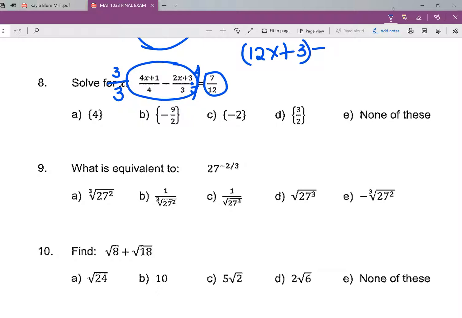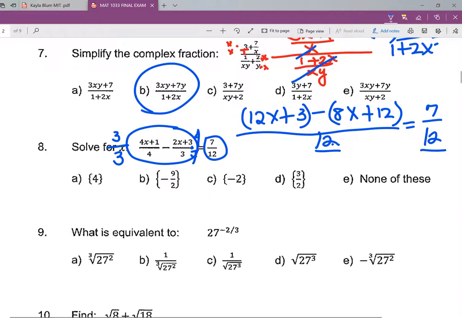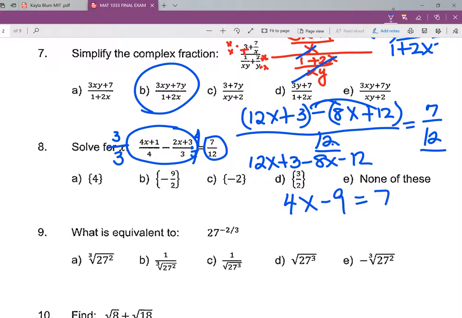All of this minus 8x, and this is in parentheses, so 8x plus 12. And all of this is over 12. And this is supposed to equal 7 over 12. So we're okay as far as the denominator part. What we need to solve for is the top. And so to do so, we distribute the negative. So this will become 12x plus 3 minus 8x minus 12. And if I combine like terms, I get 4x minus 9 equals 7.